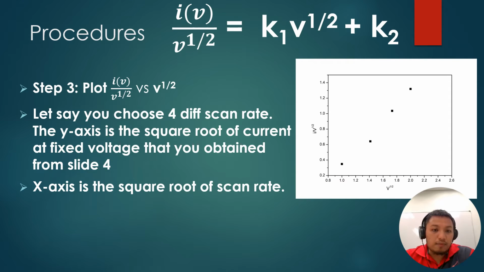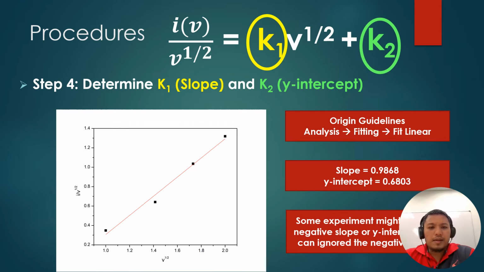The y-axis is the square root of the current, so you can get a graph like this. It is important to have at least 3 points for you to be able to plot a straight line. Then from the procedure, you know that the slope is the K1 value and the y-intercept is the K2 value. So we can get the K1 value and K2 value from this first graph.